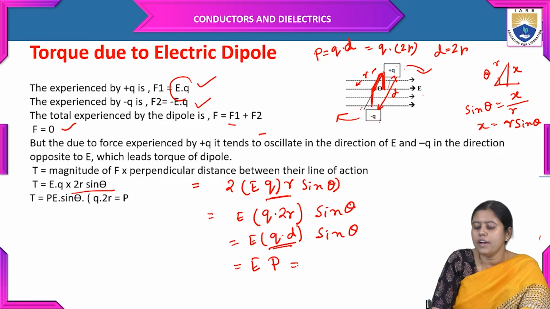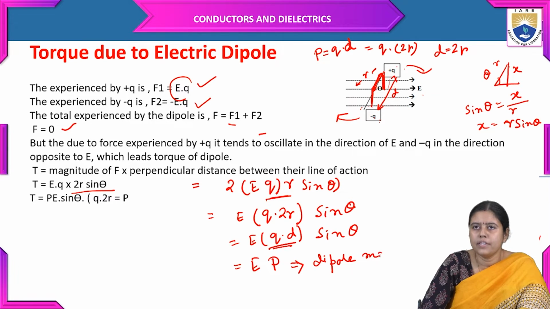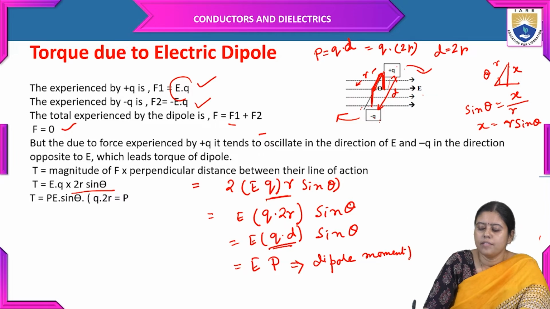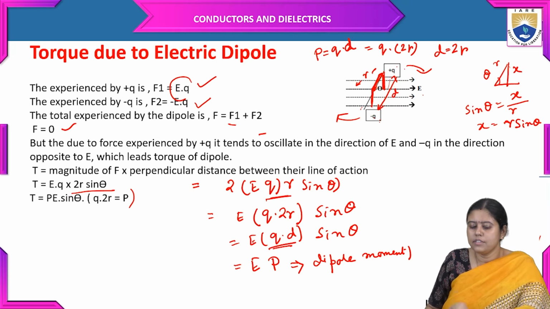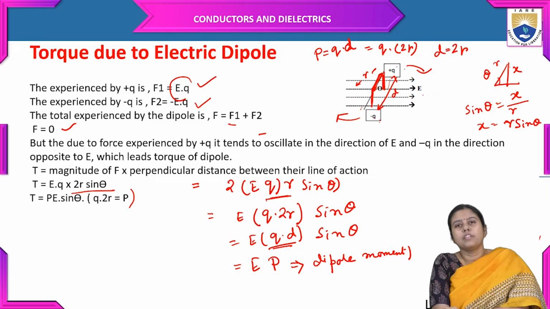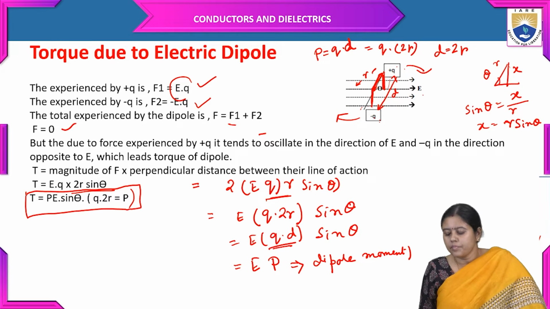P is equal to the dipole moment. So we can see torque is P E sin theta because Q into 2r is equal to P. So this is the torque on the electric dipole. Torque on the electric dipole.